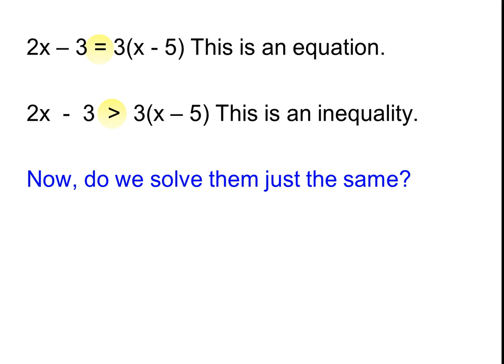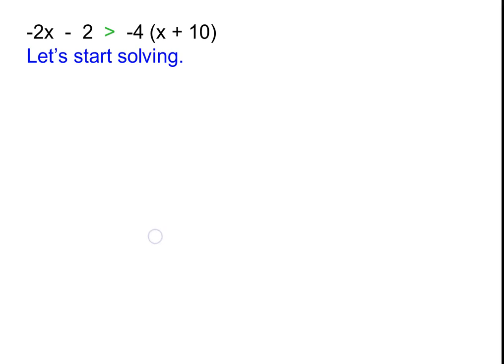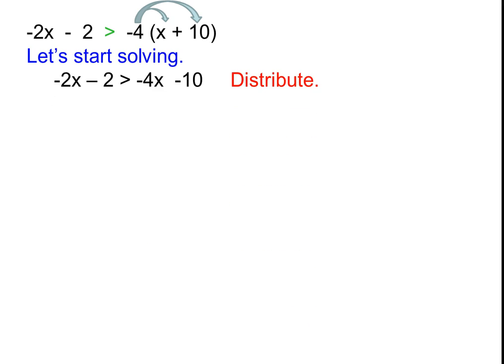Now, do we solve them the same way? Nearly, almost exactly, do we solve them the same way. But we do have a couple of things that are a little bit different. So let's start and let's just experiment. Here's our inequality, not an equation, an inequality. How would we start it if it was just a regular little equation? We would distribute. So let's distribute our negative 4. And we now have negative 2x minus 2 greater than negative 4x minus 10.